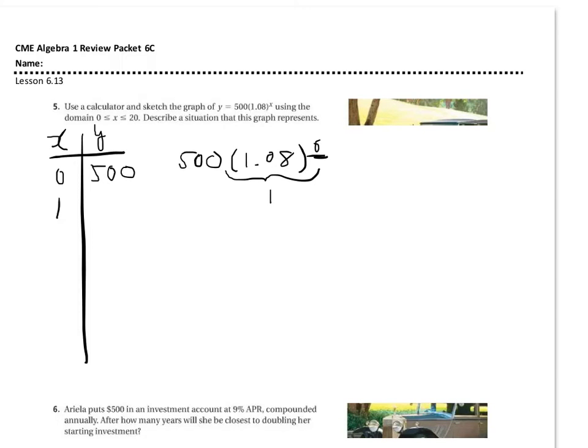And if you have 1, then instead of 0 right here, you put 1 and find out up to 20. That's one way of doing it, but if you know how to plug in those numbers in the graphing calculator, you can get that right away. And then make sure to describe a situation that this graph represents.